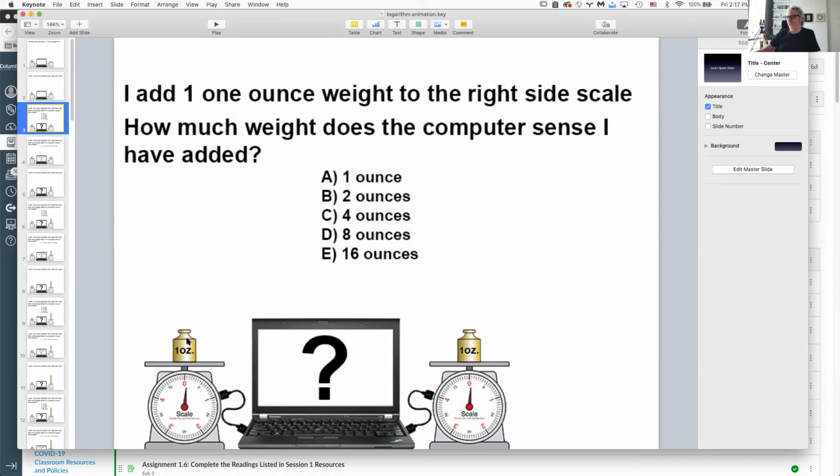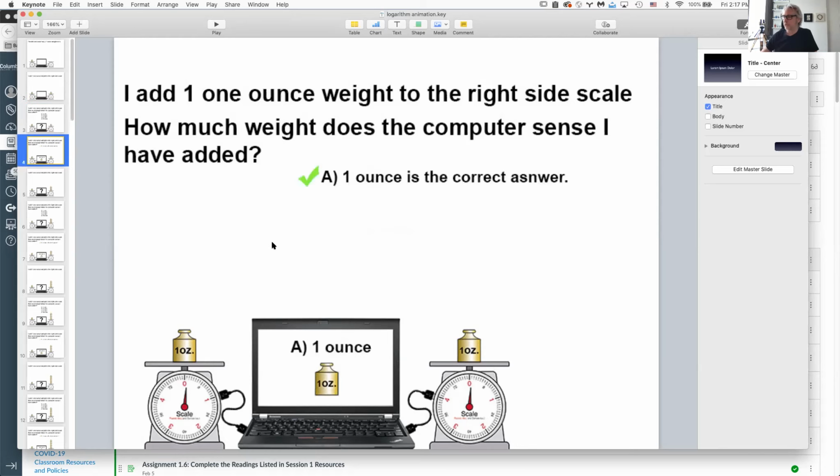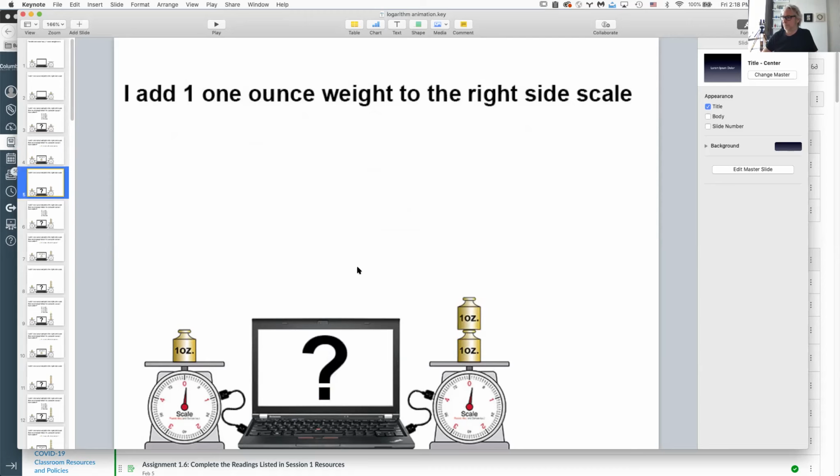So again, the question is, how much weight does the computer sense that I have added on the right-hand side? And the answer to that is 1 ounce. That is correct. The computer understands that what I added over here was exactly the same weight that I started with on the other side. Pretty simple, right? Again, there's not that much trick in this.